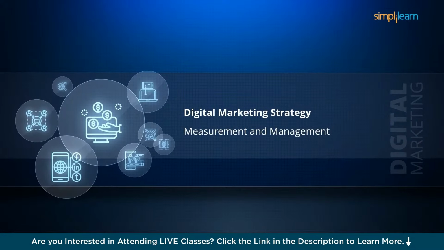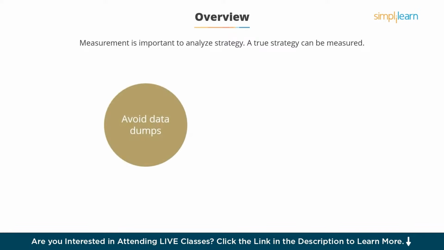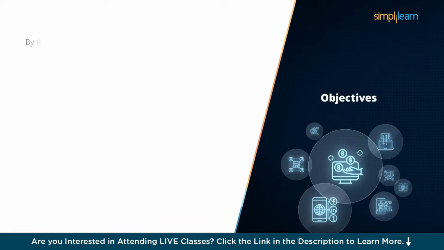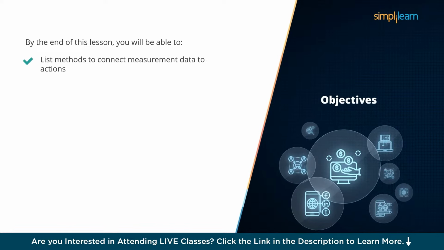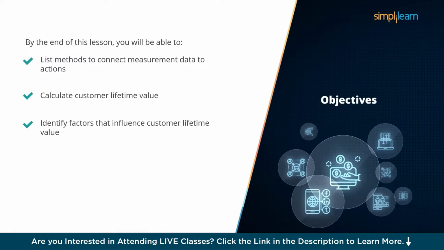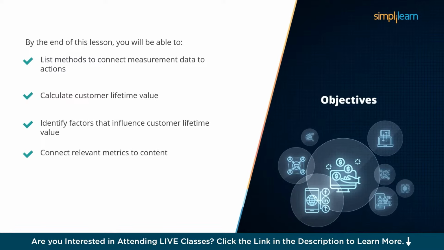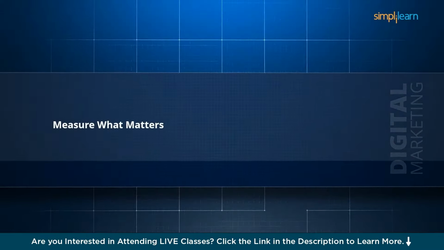Measurement and management. We now complete the circle of strategy to measurement, because a true strategy can be measured. In measurement and management, I'll show you how to avoid the data dump and bring organization to your metrics. By the end of this lesson, you will be able to list methods to connect measurement data to actions, calculate customer lifetime value, identify factors that influence customer lifetime value, connect relevant metrics to content, and develop tactical measurements that connect to your goal. Measure what matters.